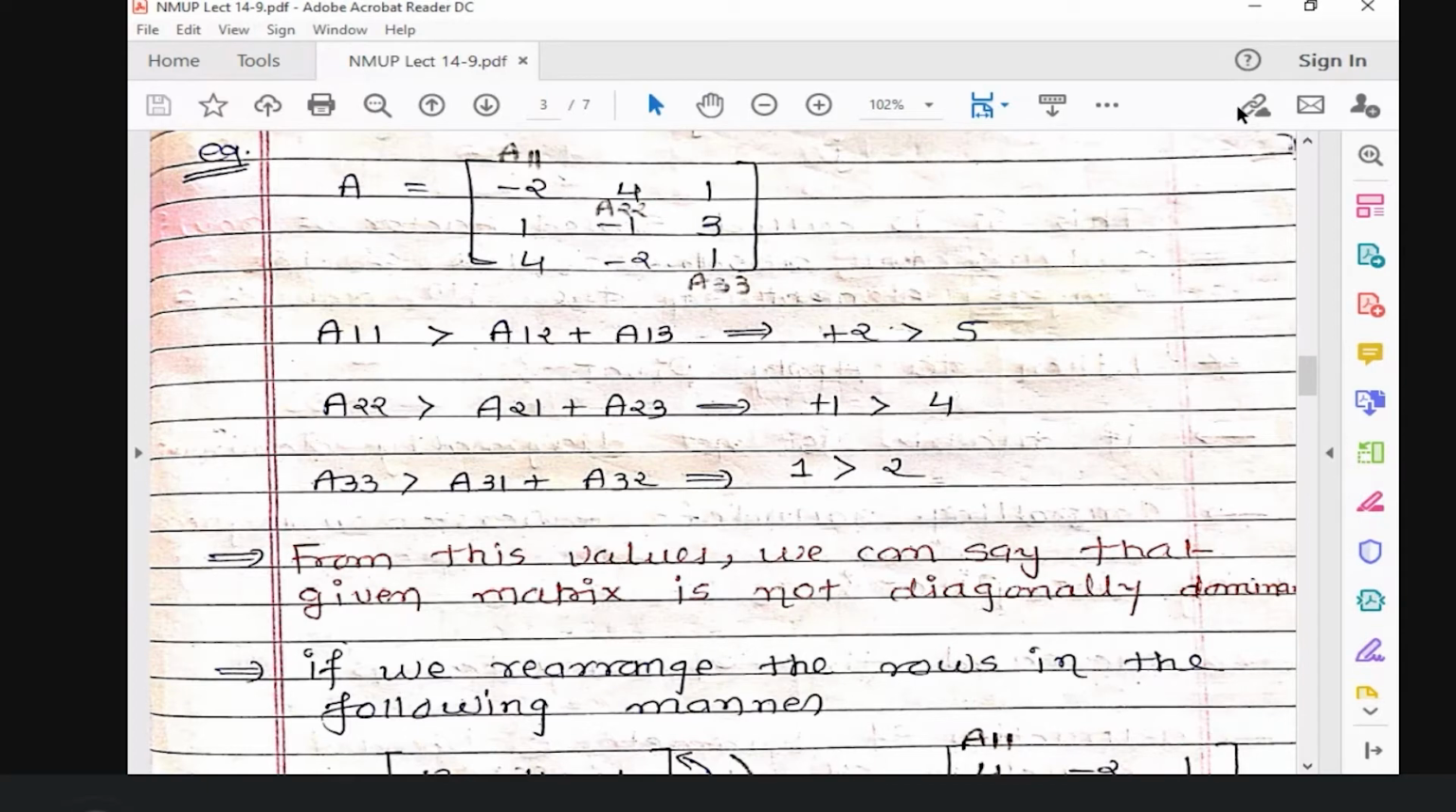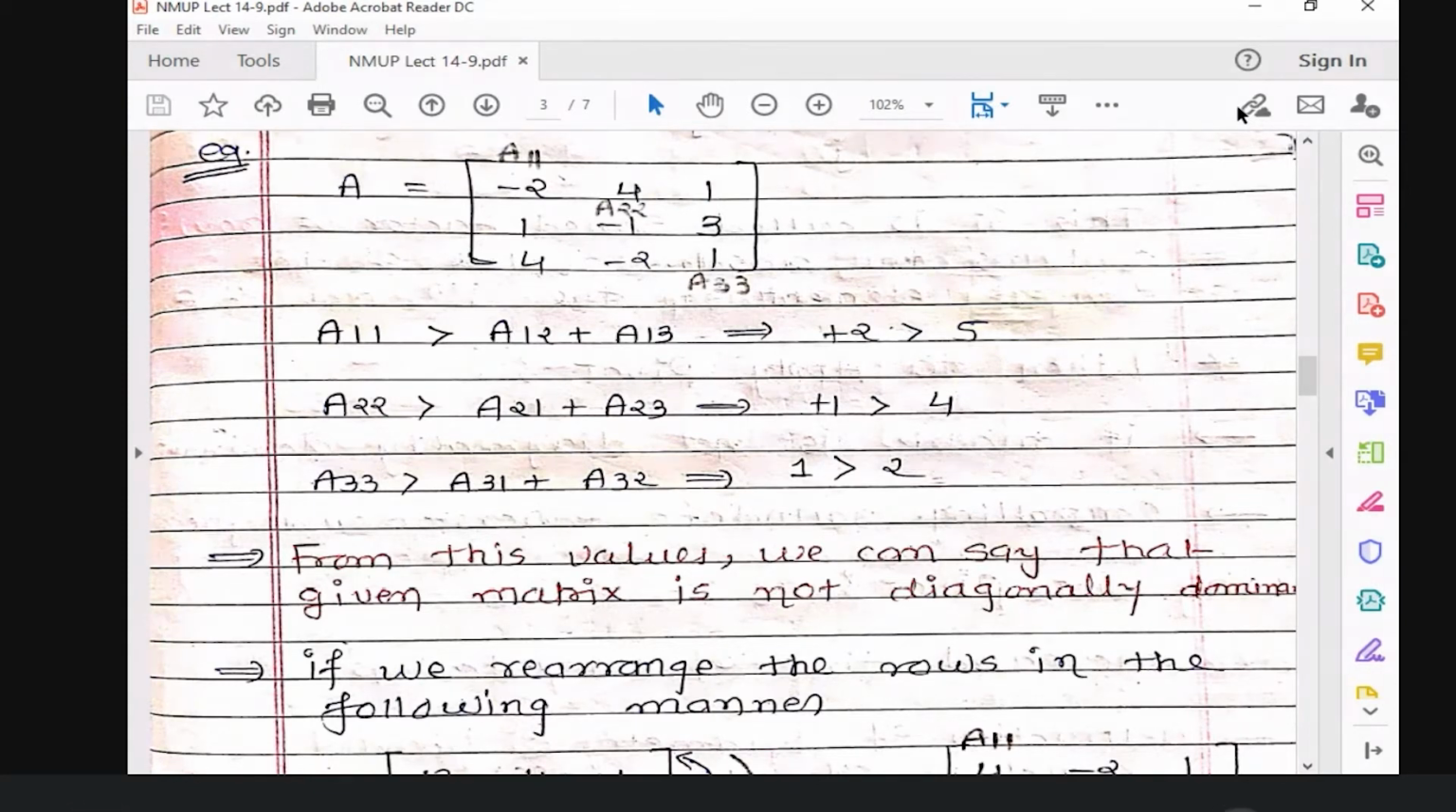Now this kind of example can be asked in your examination for 1 or 2 marks. When a matrix is simply given to you, you just have to check whether it needs row pivoting or not, or whether it is diagonally dominant or not. So how to check? You have to just find out the values, and with the help of that, you can say that.